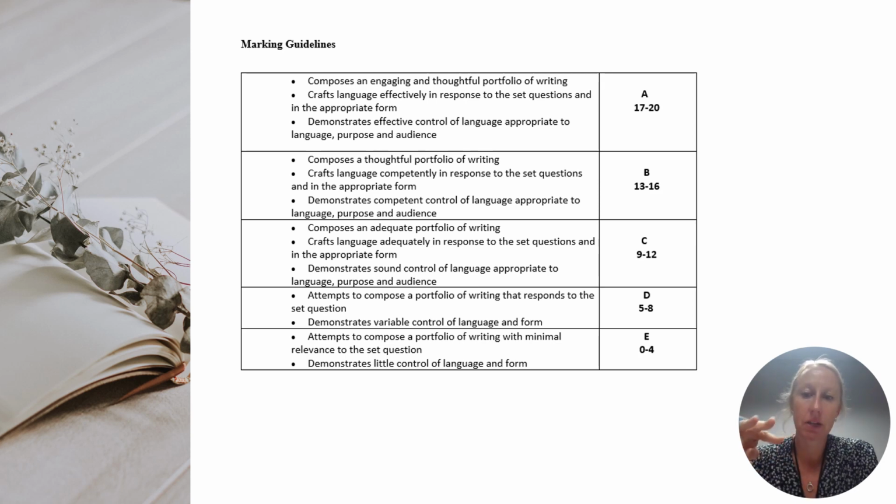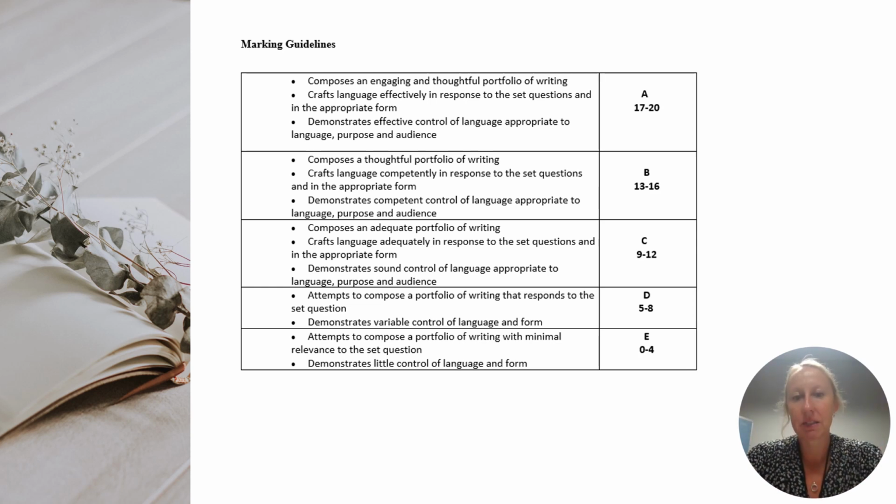You'll see that there's 3 outcomes or 3 dot points that we're assessing. The first one is how well you can engage us. So it says here how well you can compose an engaging and thoughtful portfolio of writing. So think about your reader. Think about your audience. Are you engaging them? Are you keeping them interested and hooked? And are you showing that you've given thought to this?